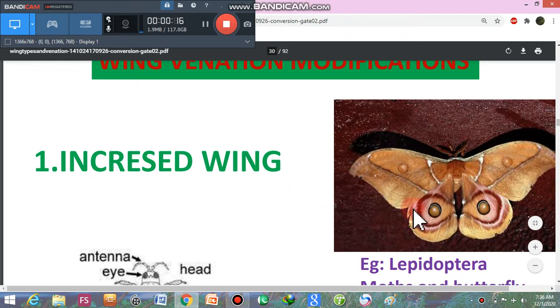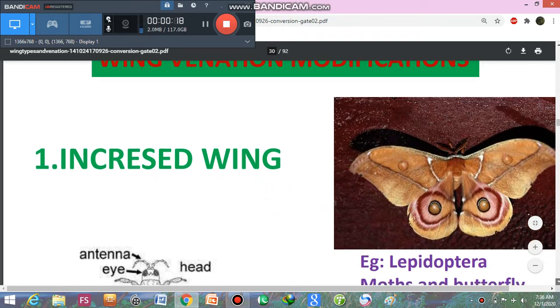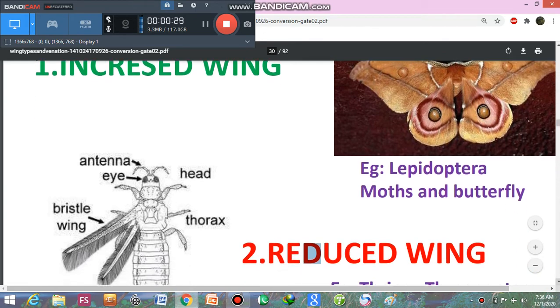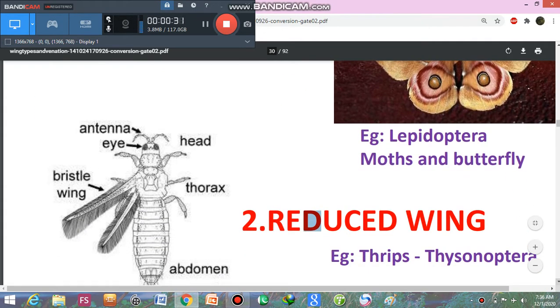Increased wing, you can see this increased wing in the Lepidoptera, and the members of the Lepidoptera are the moths and the butterflies. They have extended wings. All right, and next is the reduced wing venation.